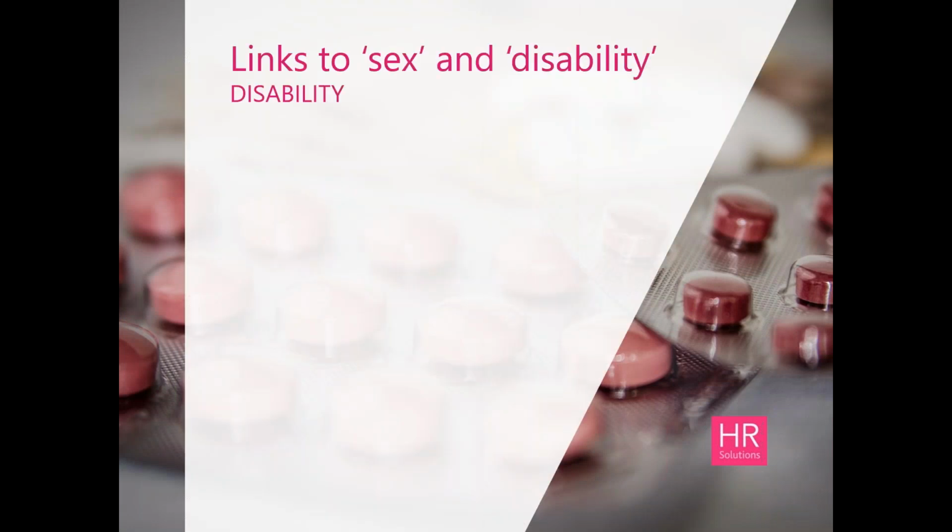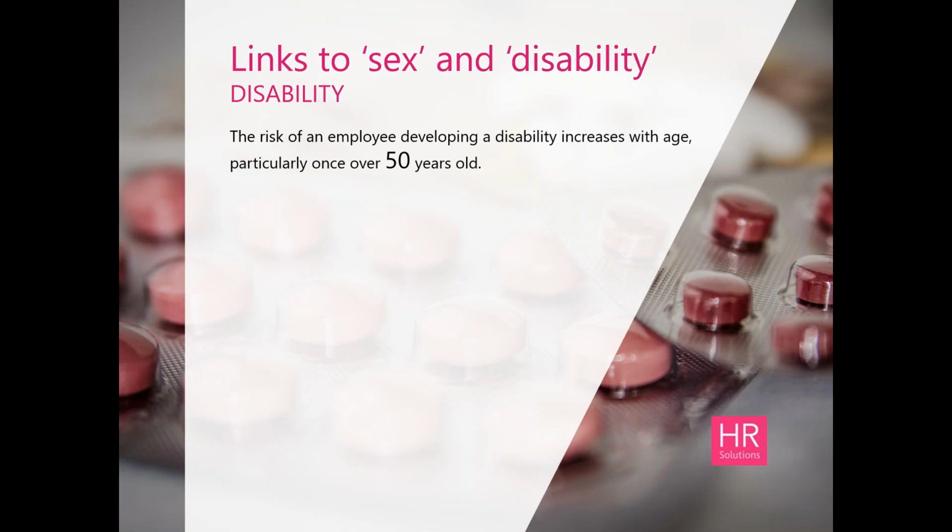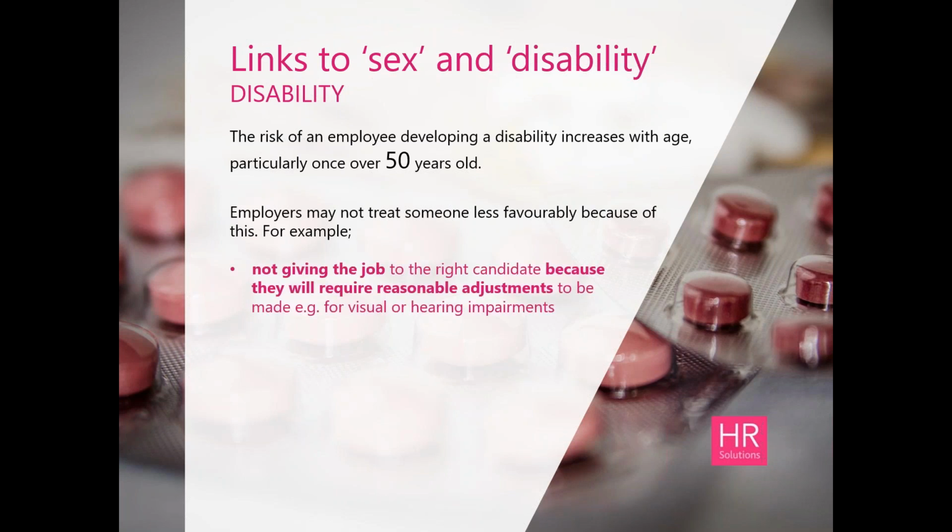And lastly, then today, disability. Okay, so ACAS explain that age can be linked to disability because the chance of developing one does increase hugely once somebody is over 50 years old, unfortunately. Now, of course, we cannot treat someone less favourably because of this. So, not giving someone the job because they might require reasonable adjustments, for things like visual or hearing impairments, that would not be okay.